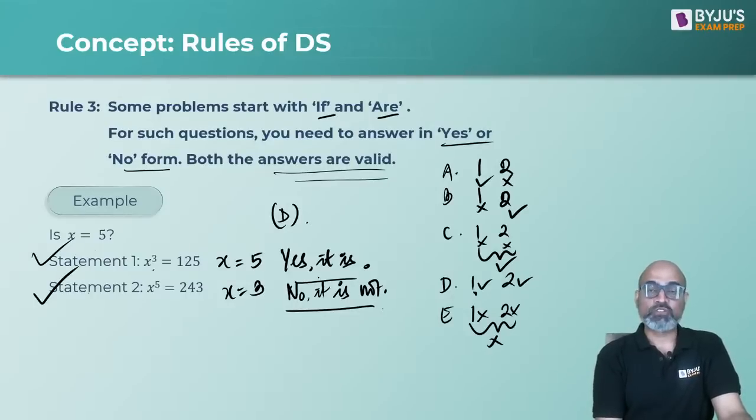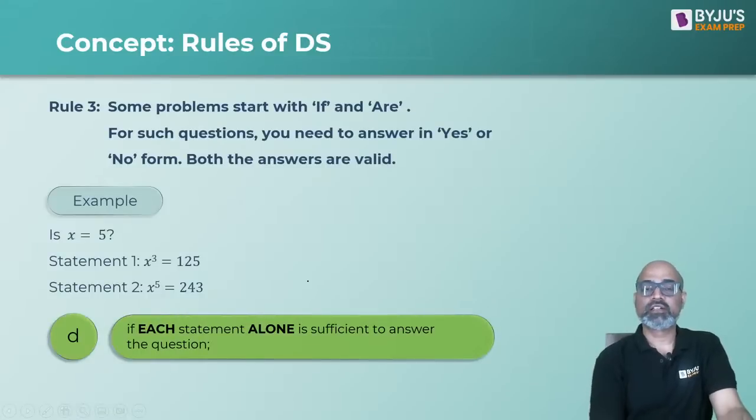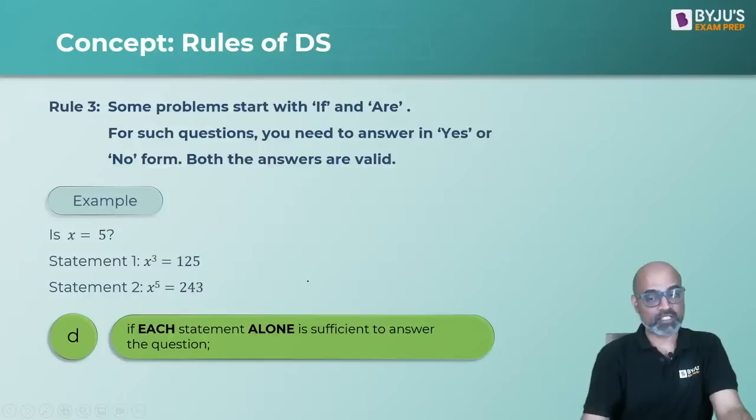Okay, so from the first statement, the answer is yes, it is 5. From the second statement, no, it is not 5. Yes is also an answer, no is also an answer. So you'll mark D. People who did not understand this, you should go and check the beginning, I think the first 15-20 minute video, where we have discussed exactly what is happening in such questions.